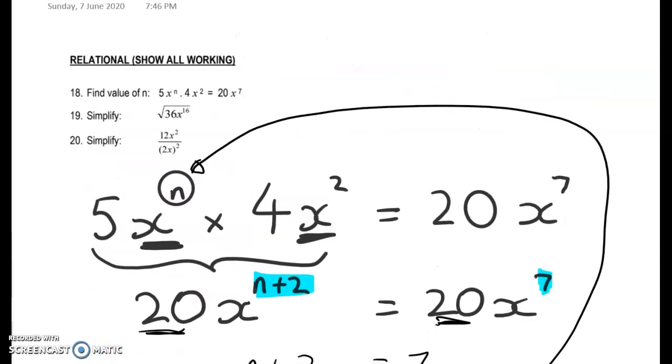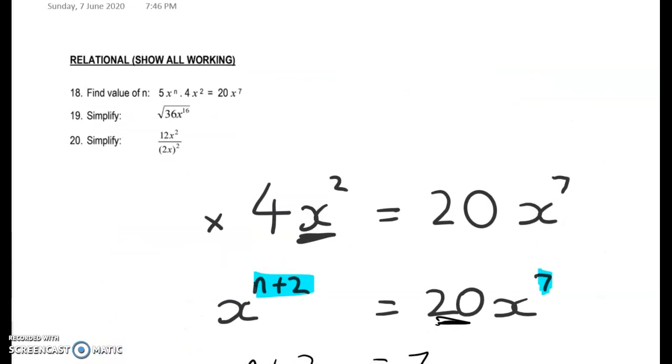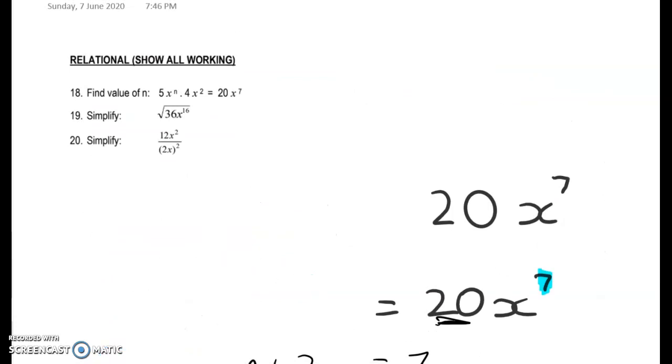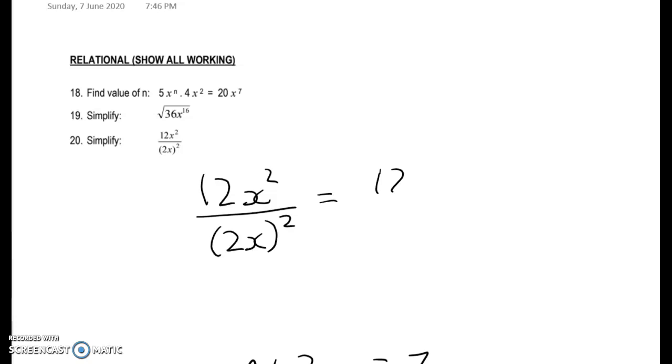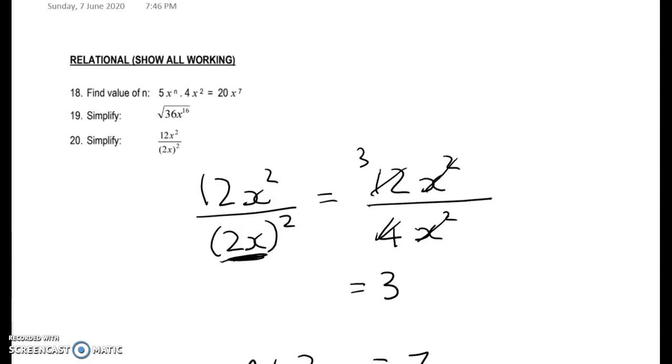Okay, on to question 20. Let's just clear some room. So we've got 12x squared divided by 2x in brackets squared. Well, I'm going to clean up the denominator first. When I take 2x and square it, I get 4x squared. Simplifying this, I get 12 divided by 4, which is 3, and then x squared over x squared, which is 1. So my final answer is 3.